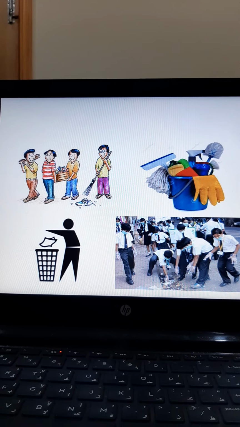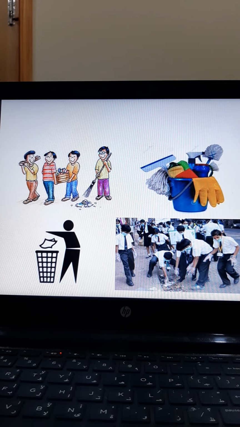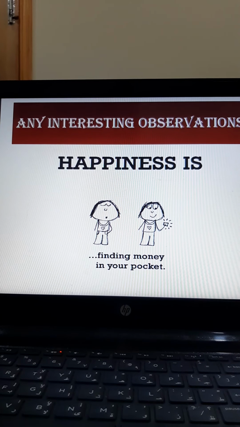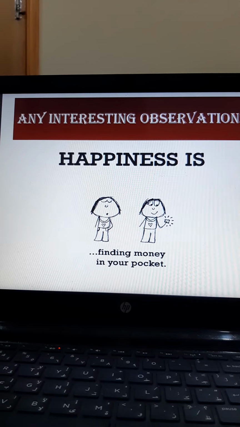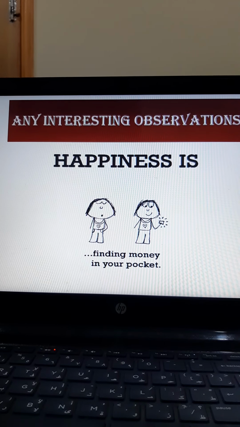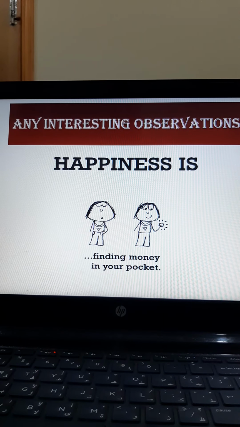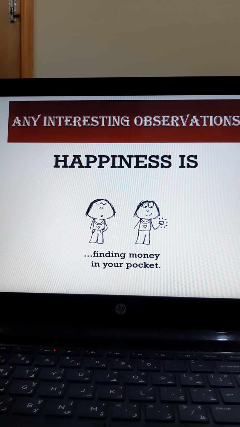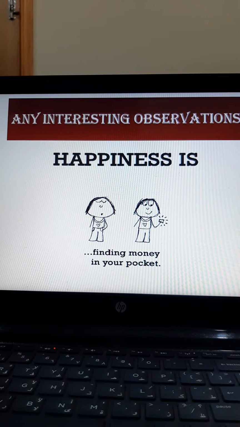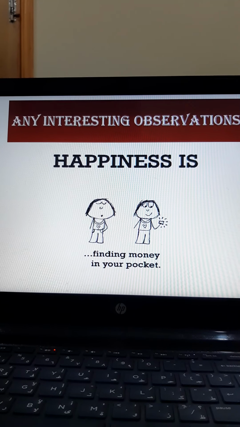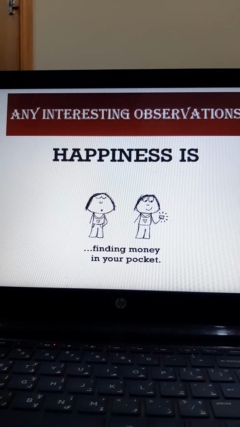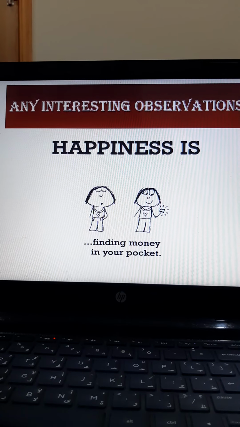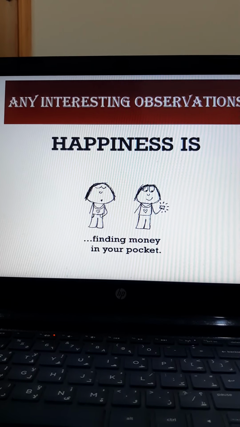Now, these are certain images that I thought would be relevant to the topic. You can look at them and ponder. Any interesting observations? Okay. Now, in these homebound days, any interesting observations? Because I believe even in these immensely stressful days, there has to be a lighter side. When we are staying at home 24/7, we can observe anything in a light-hearted manner. For instance, this slide says, happiness is finding money in your pocket, or any other similar situation.